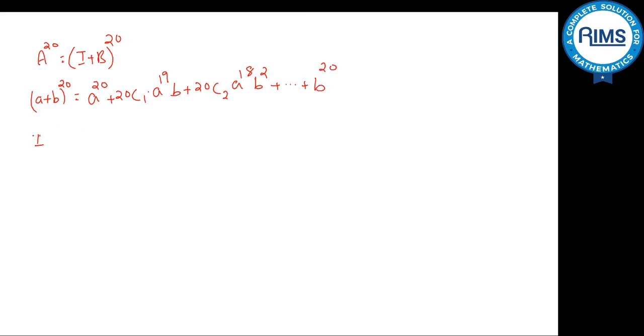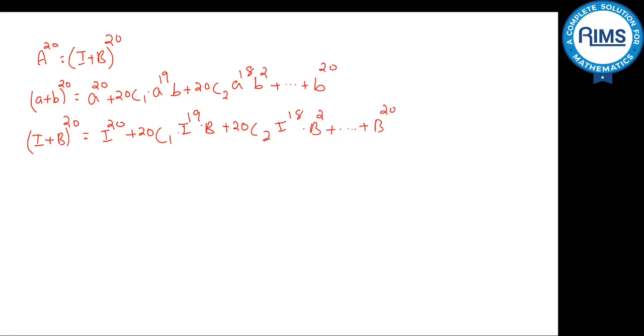So here (identity plus b) raised to 20 equals identity raised to 20, plus 20C1 into identity raised to 19 into b, plus 20C2 into identity raised to 18 into b square, plus etc., up to b raised to 20. We know that b is a 2 by 2 nilpotent matrix, therefore b square equals 0, b cube equals 0, etc., up to b raised to any power equal to 0. So all these terms will vanish. That is, this will become identity raised to 20.